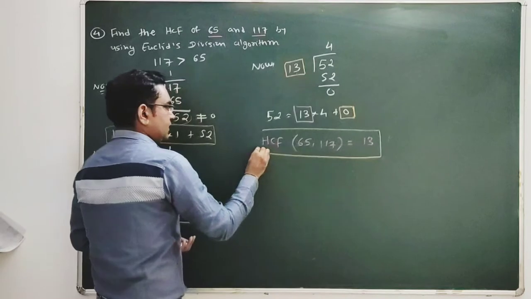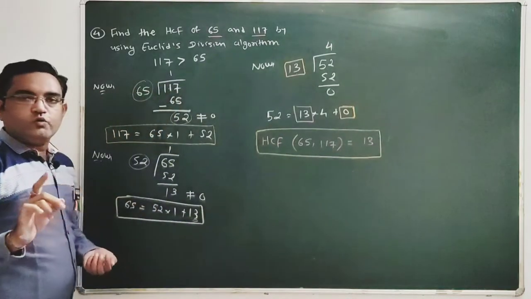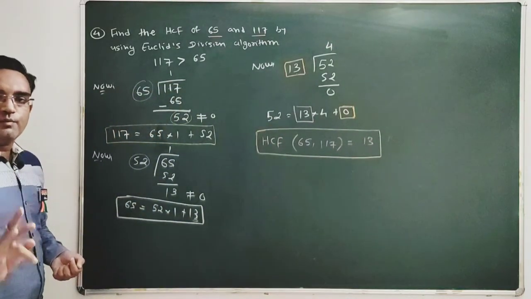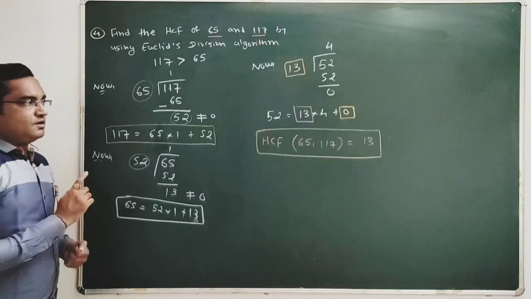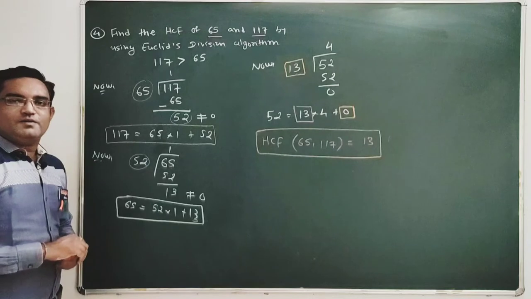So now I think it is clear to all the students how to find the HCF of given two numbers by using Euclid's division algorithm. Clear, students? Now pause this video and note it down.